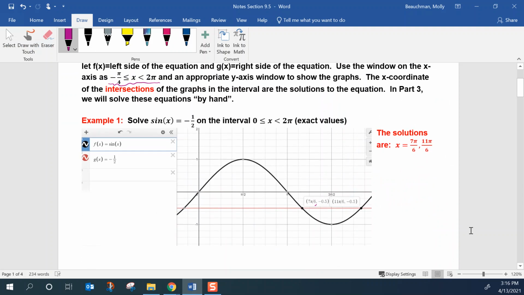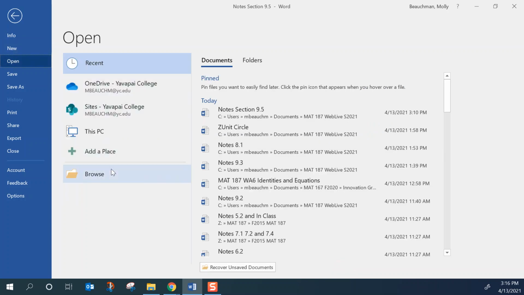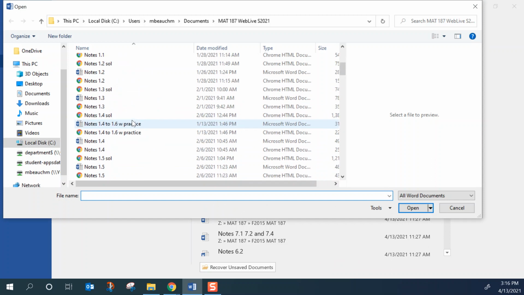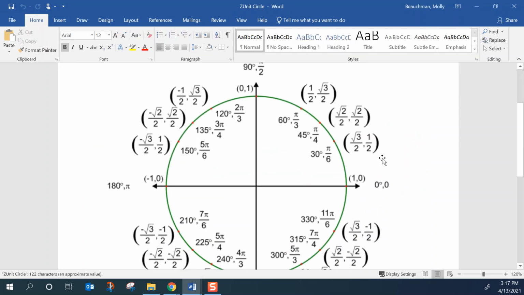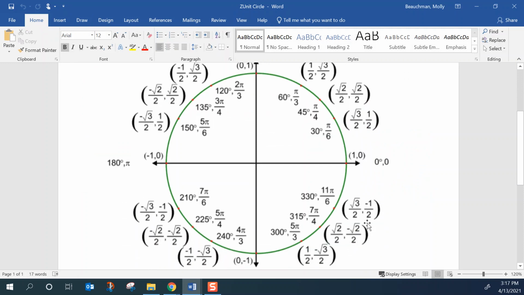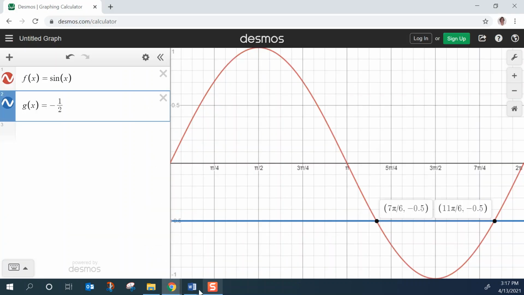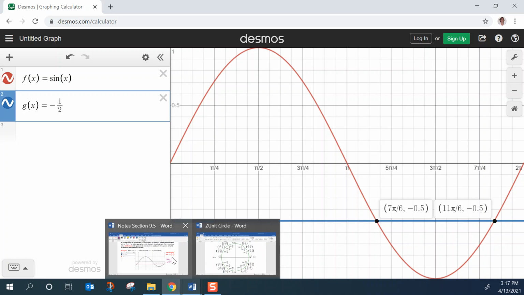So if you're solving this equation by hand, think about you've got sine of x is equal to negative 1/2. You're taking the inverse sine of negative 1/2 is equal to x. And we want our solutions between 0 and 2 pi. So you can use the unit circle. Let me open the unit circle. There we go. So on the unit circle, where is the sine negative 1/2? The sine is the y-coordinate, and it's negative 1/2 here at 11 pi over 6, and it's also negative 1/2 at 7 pi over 6. So that's two different ways to think about it, using Desmos to graph and then using your unit circle.